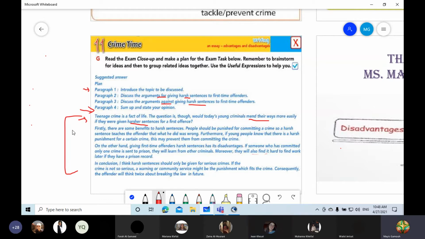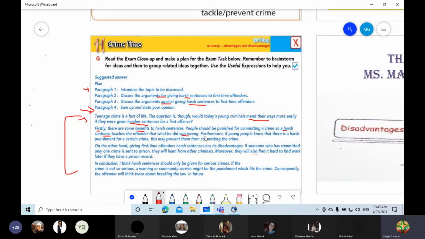Thank you, dear. So here, because we are starting our paragraph, we started with the connecting word firstly. Firstly, there are some benefits, and we said that benefits is a synonym for the word advantages to harsh sentence. So what are the advantages for the harsh sentences? Let us see. People should be punished for committing a crime, so they should be punished. So a harsh sentence teaches, what does a harsh sentence teach? People who commit their first crime, the offender, that what he did was wrong.